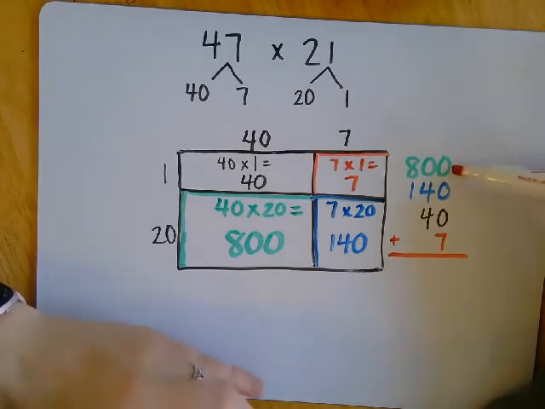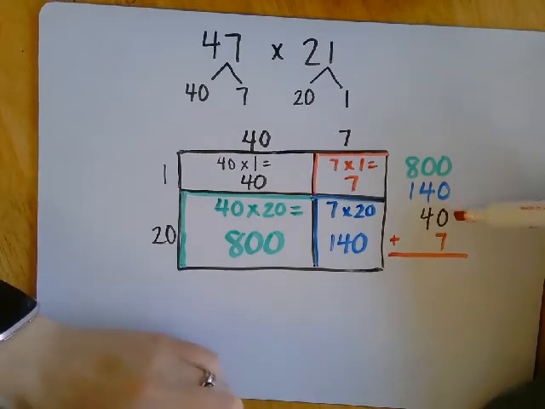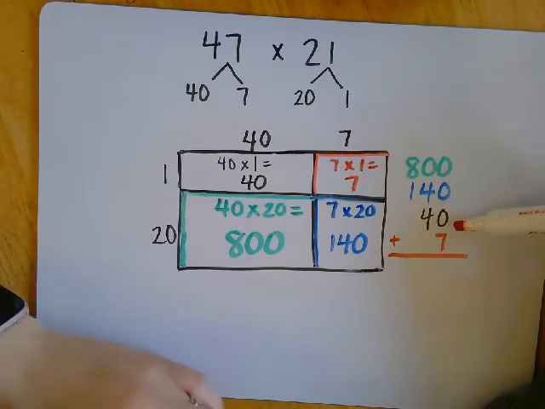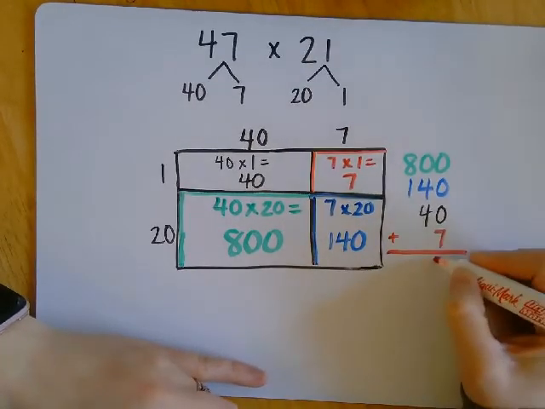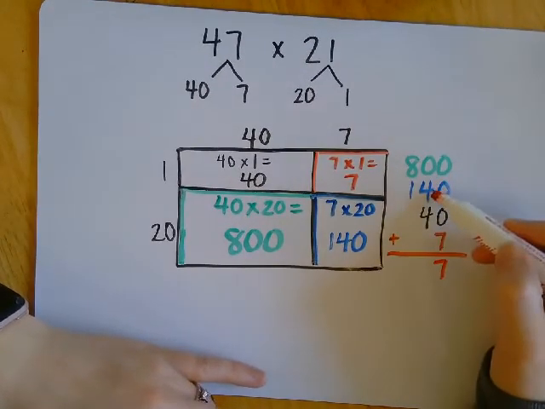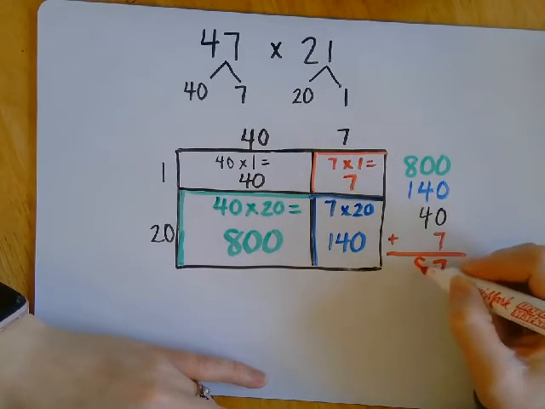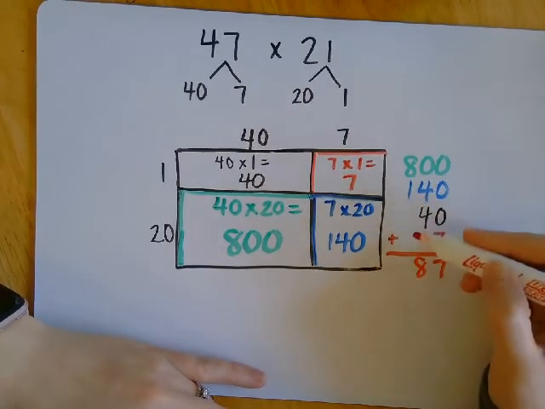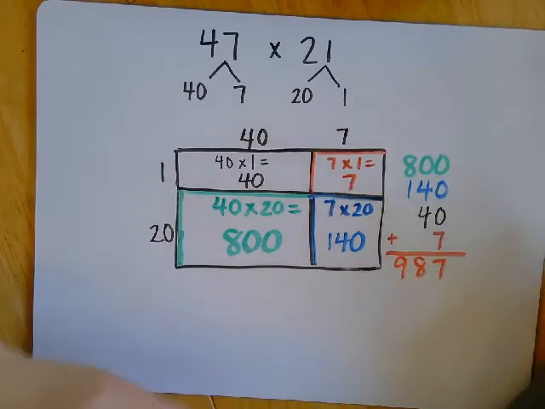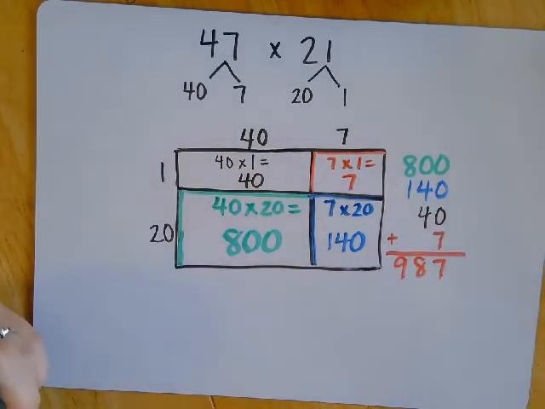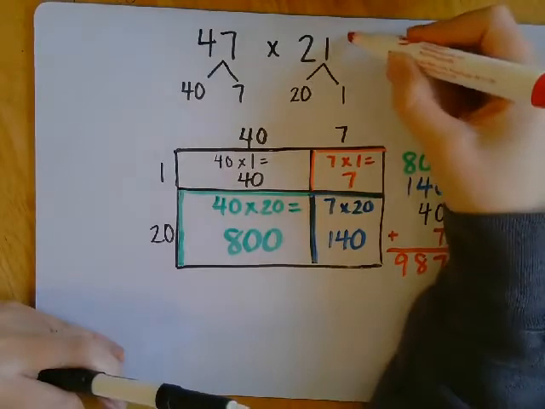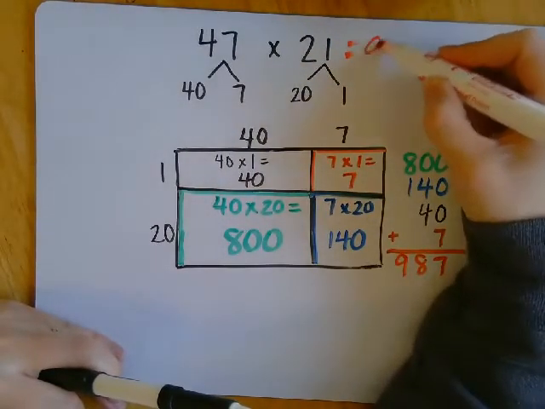Right. 0 plus 0 is still 0. Plus another 0 is 0. Plus 7 more is 7. 0 plus 4 is 4. Plus 4 more is 8. 8 plus 1 is 9. And there is my answer. 47 times 21 equals 987.